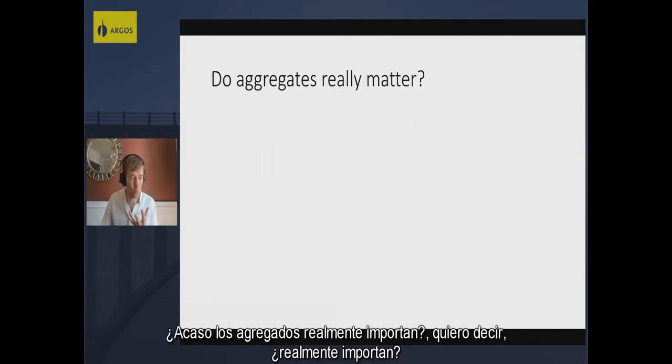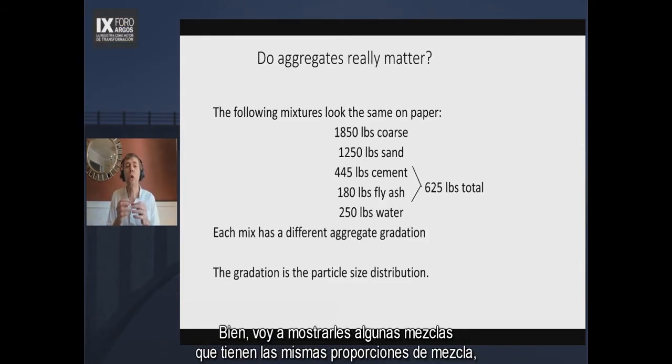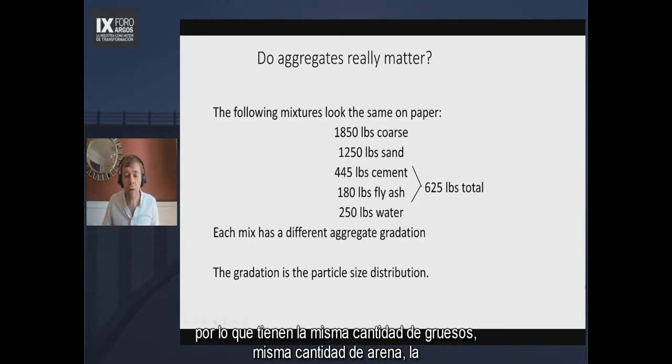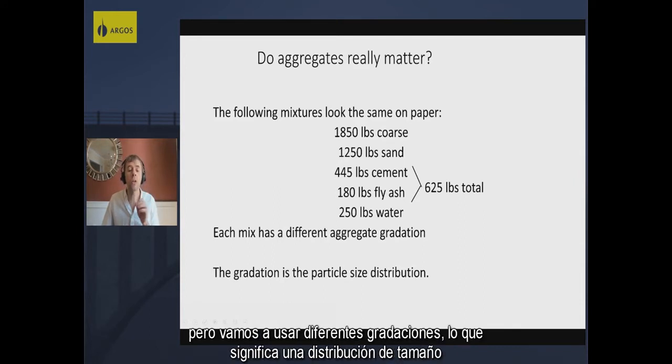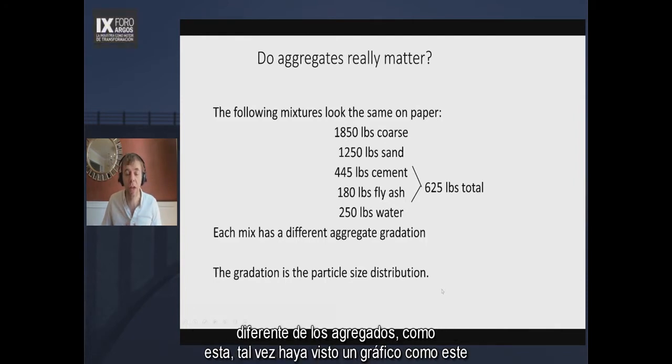But do aggregates really matter? I mean, really, do they really matter? Well, I'm going to show you some mixtures that have the same mixture proportions. So they have the same amount of coarse, same amount of sand, same amount of cement, fly ash, and water. All of them are the same, but we're going to use different gradations. That means different size distribution of the aggregates.